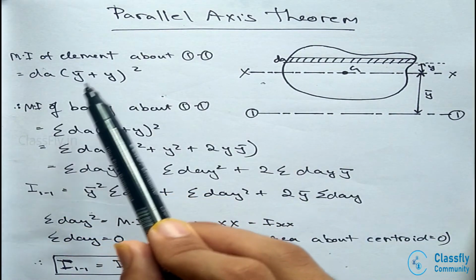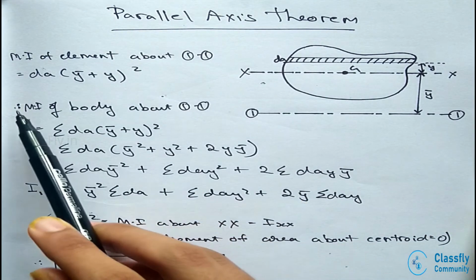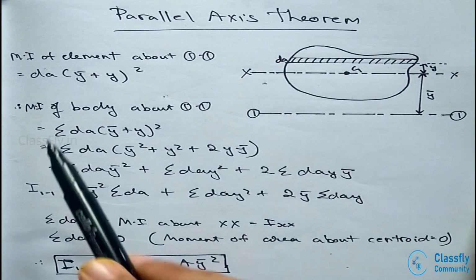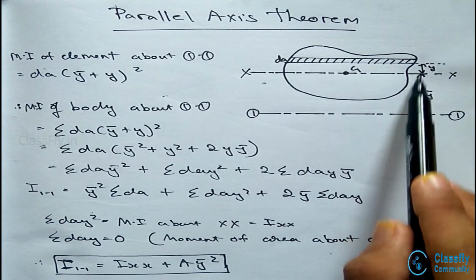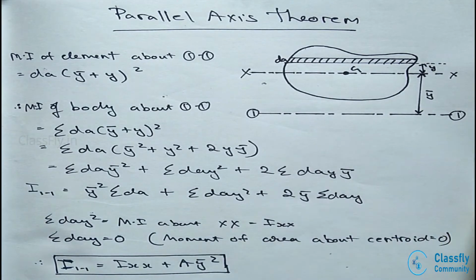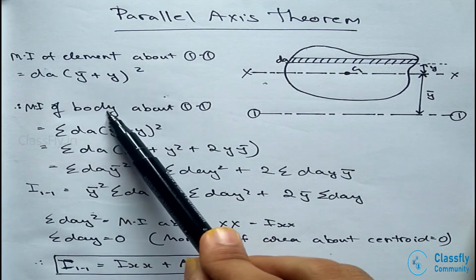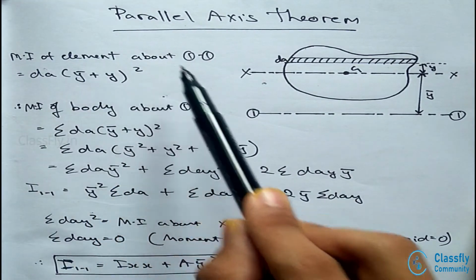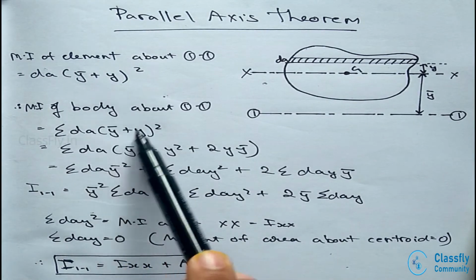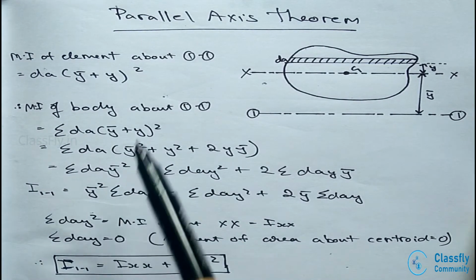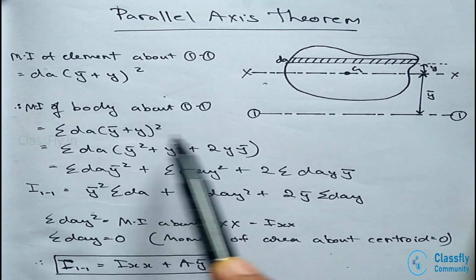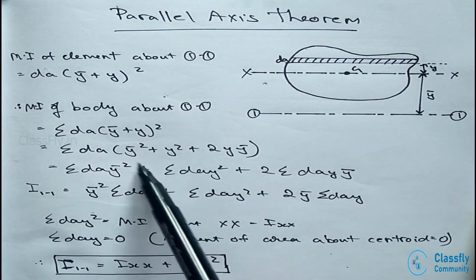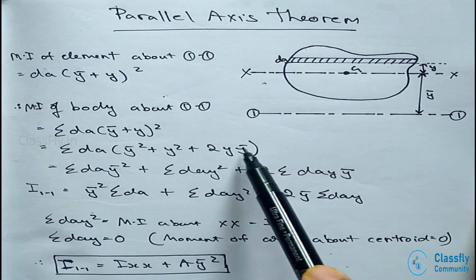Now, the moment of inertia of the element about 1-1 is given as dA into (y bar plus y) the whole square, as dA is the area and y bar plus y is the perpendicular distance of the element from the reference axis. Hence, the moment of inertia of the whole body about 1-1 will be given as the summation of dA into (y bar plus y) the whole square. Now, (y bar plus y) the whole square is in the form of (a plus b) the whole square. Hence, on expanding this, we have summation dA into (y bar square plus y square plus 2y into y bar).